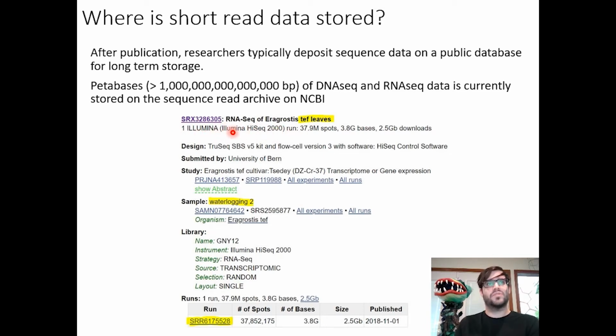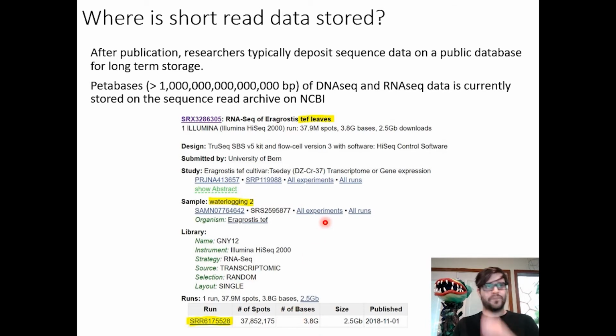This is an older machine, the Illumina HiSeq 2000. It also lists how many spots, or individual reads, it generated, the total number of bases, the design, the institution that submitted it, the species, and then this is the actual number that we care about. We need to use it to download that data.